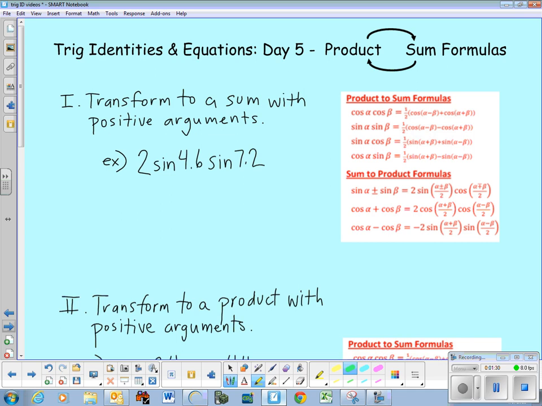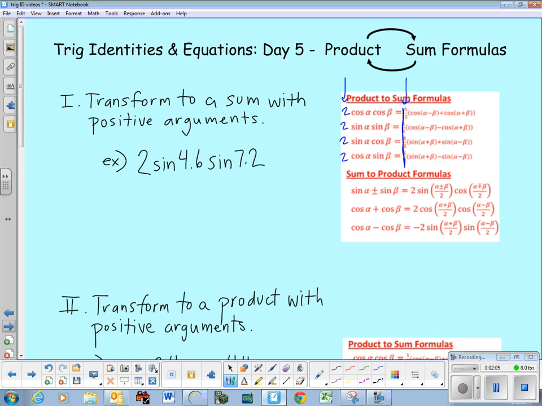What if we want 2 sine 4.6 times sine 7.2 to be a sum instead of a multiplication? I want you to notice in our textbook, these identities are written kind of differently. Instead of having the 1/2 over here, we have a 2 over here. So any of these could be written like that. With that gone, just multiply both sides by 2. I'm going to think of it that way right now because of the problem that I'm working on.